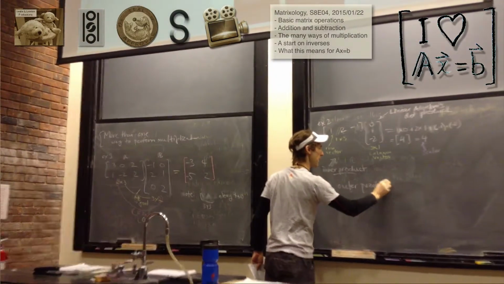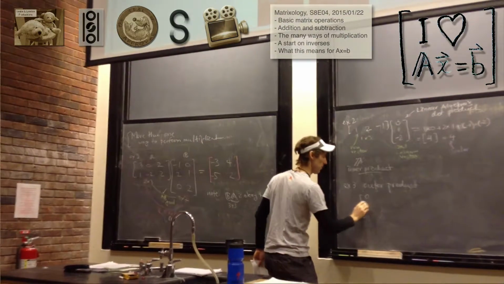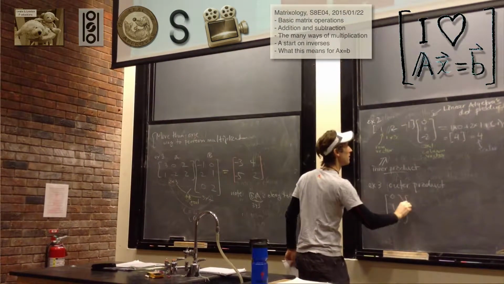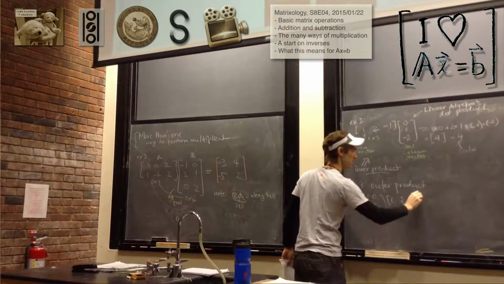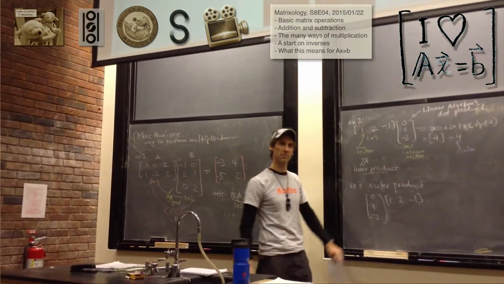These are very important kinds of multiplications. We're going to reverse it. 0, 1, minus 2, 1, 2, minus 1. Write down the dimensions. Write down the dimensions of the resulting thing.